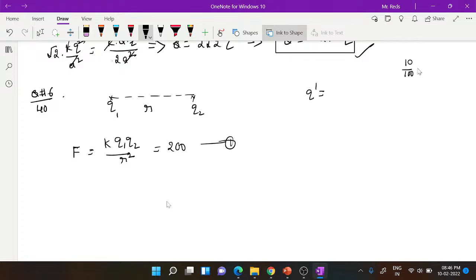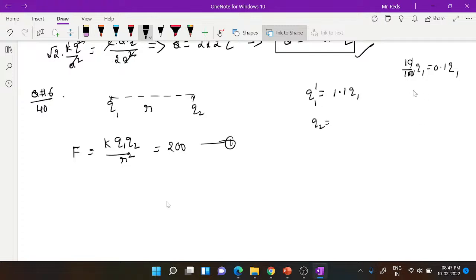10% of the initial charge is increased. So take it as 1 by 10, which is 0.1 q. Already it was q1. If q1 is increased by 10%, it becomes 1.1 q1.